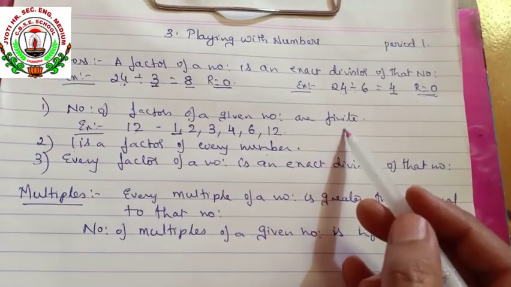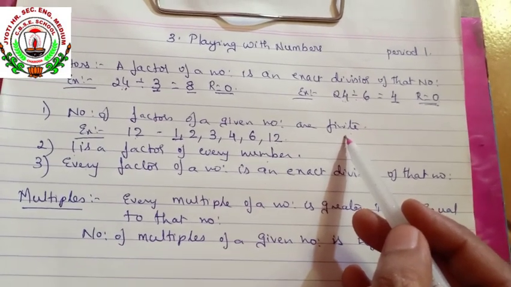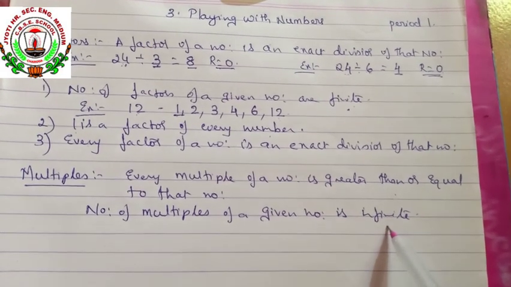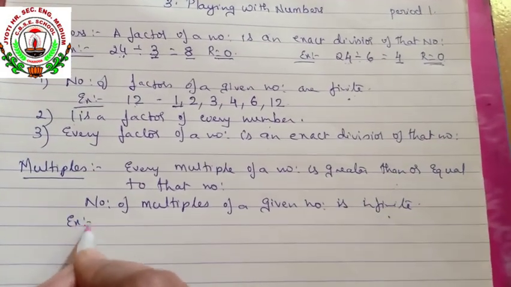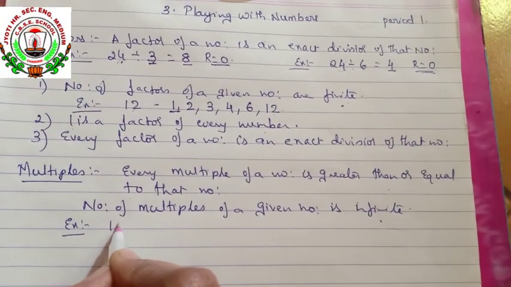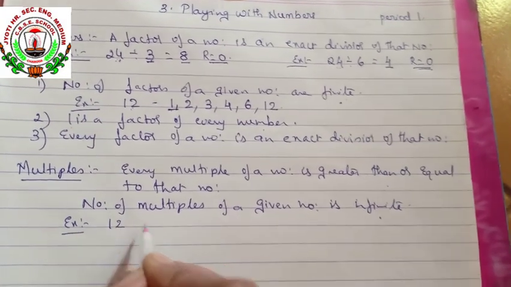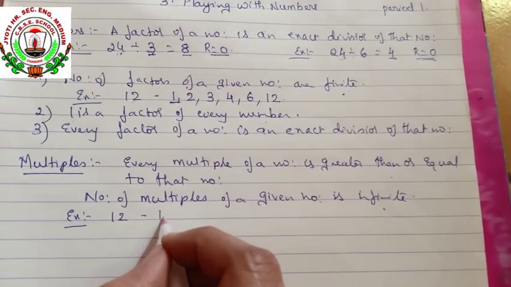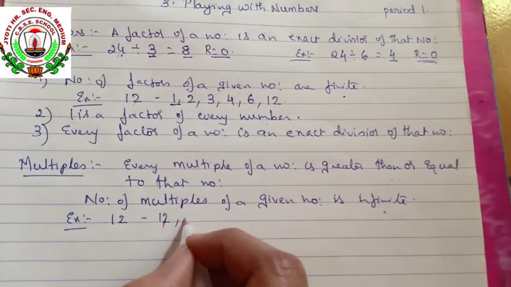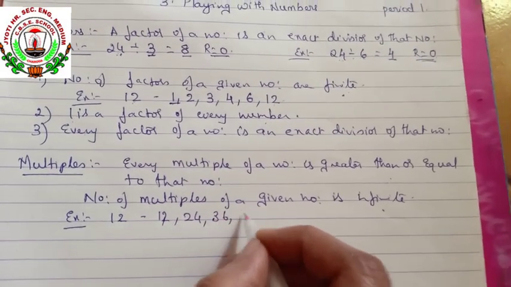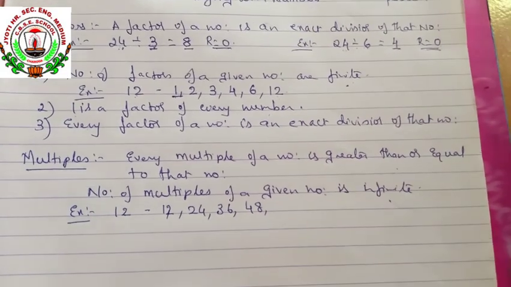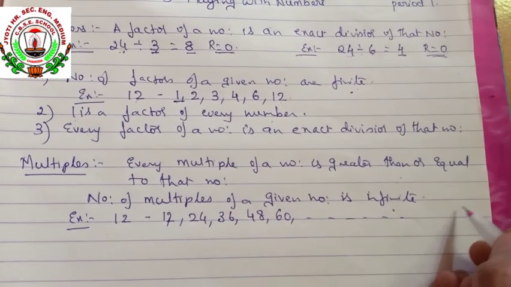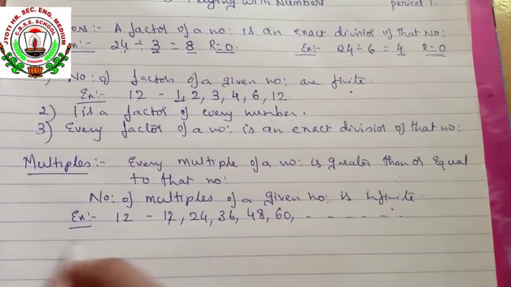Here for factors there is a limit. Here it is limitless. Multiples of a given number are infinite. For example, multiples of 12 means we have to write the 12 table: 12, 24, 36, 48, 60 and so on. It goes on because numbers are infinite like this.